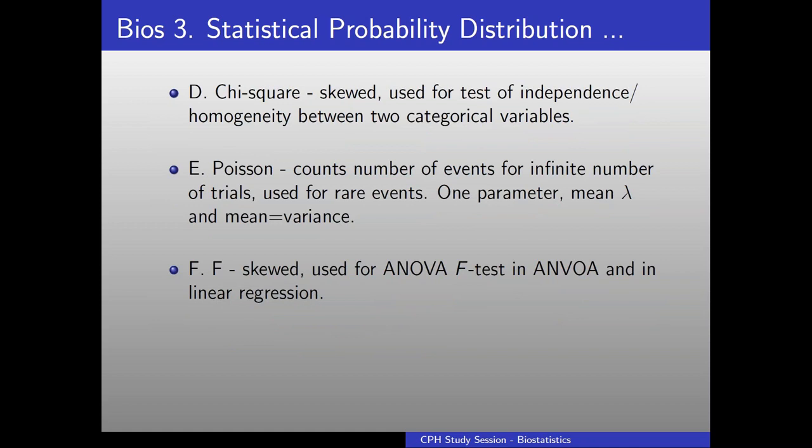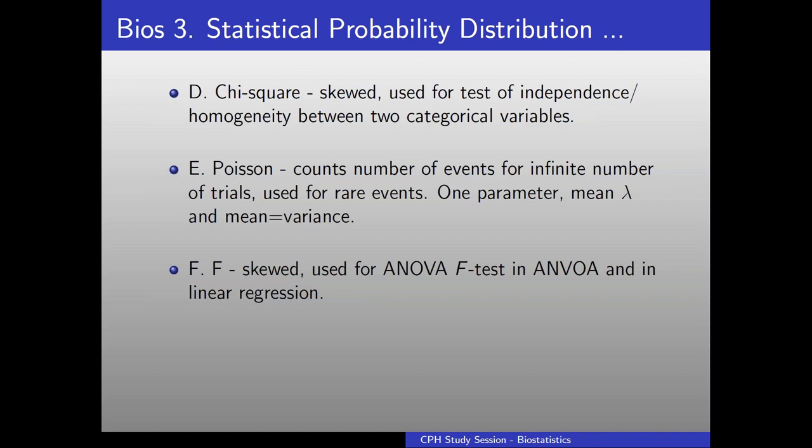Continuing on with statistical probability distribution, the chi-square. Again, you do want to know a little bit about the shape of the chi-square distribution, that it's a skewed distribution, not a symmetric distribution. But the main application we're going to be looking for with the chi-square distribution is when you use it for a test of independence or test of homogeneity or a goodness of fit test. Okay, so like the T distribution, we're looking for chi-square distribution in terms of can you apply it to a test.